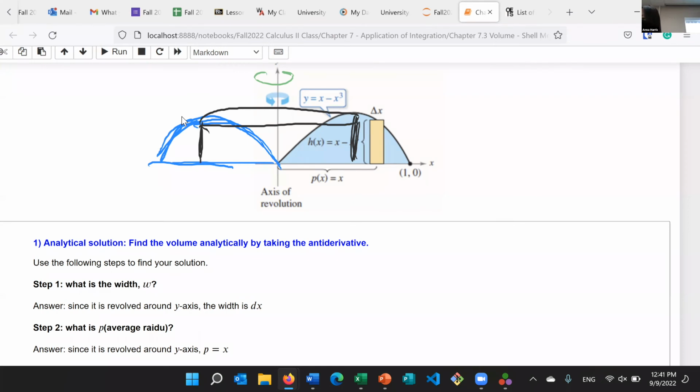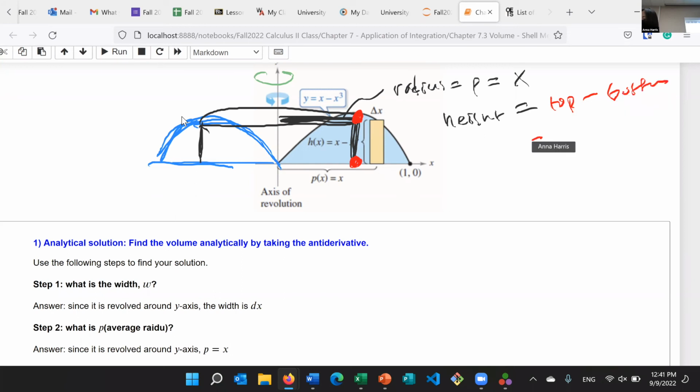Then you're going to say, okay, first things first, let's go and find it. So my radius, well, I call it P, that's equal to what? Simply x. What's the height? So you do what? Top minus bottom. x minus x to the third minus 0, which is simply x minus x to the third.